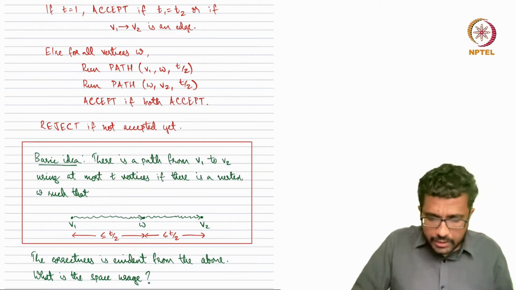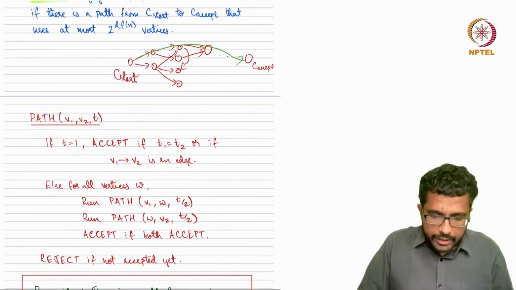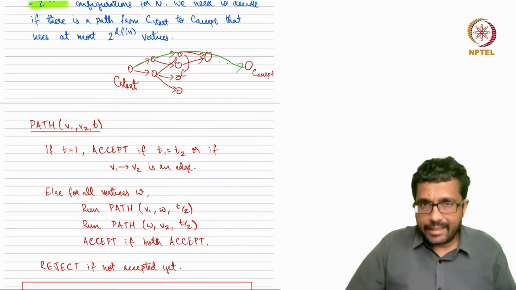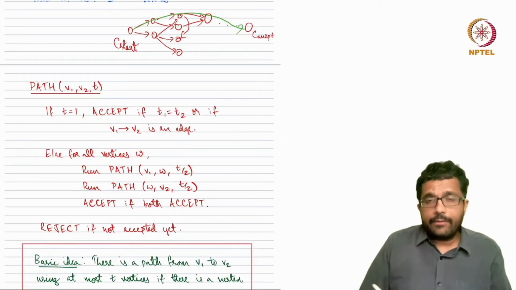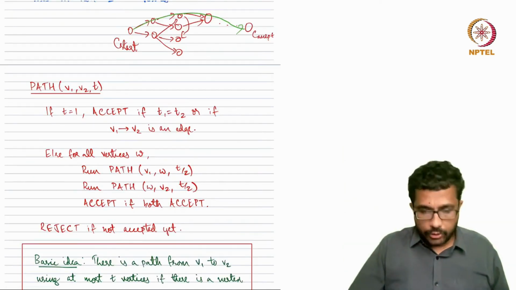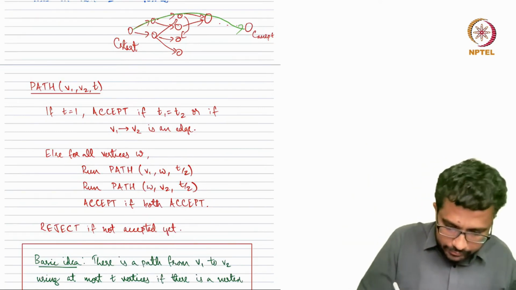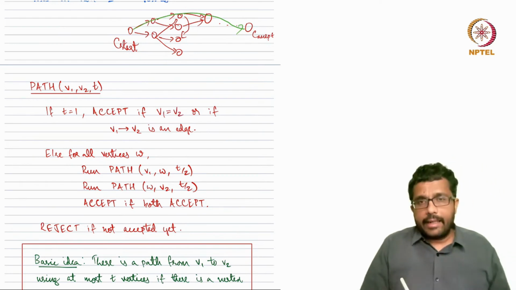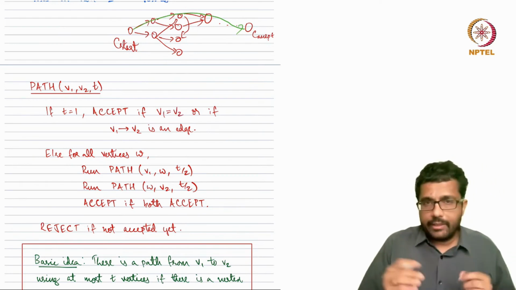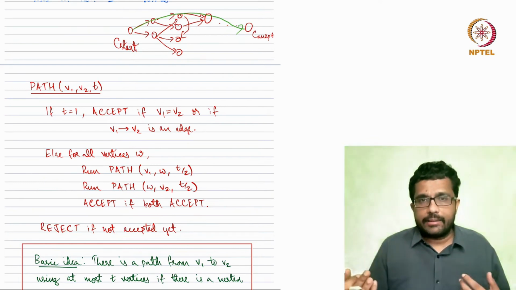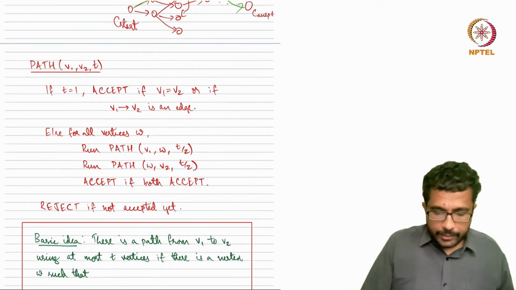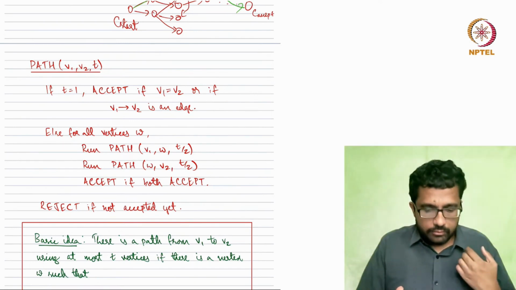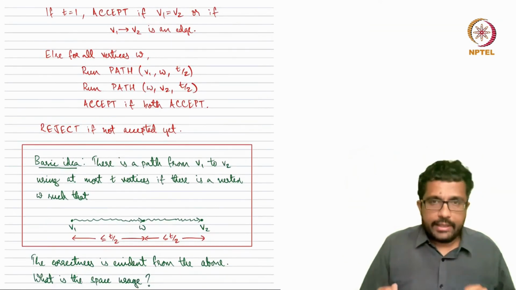So this is the main idea here. Now we want to check whether there is a path from C start to C accept. Let us first explain a generic thing. We accept if V1 equals V2, sorry, this is an error, we accept if V1 equals V2 or if there is an edge from V1 to V2. Basically that is the only way that we could have a path of length at most 1. Otherwise, if t is not 1, there has to be such a vertex W that we just explained.